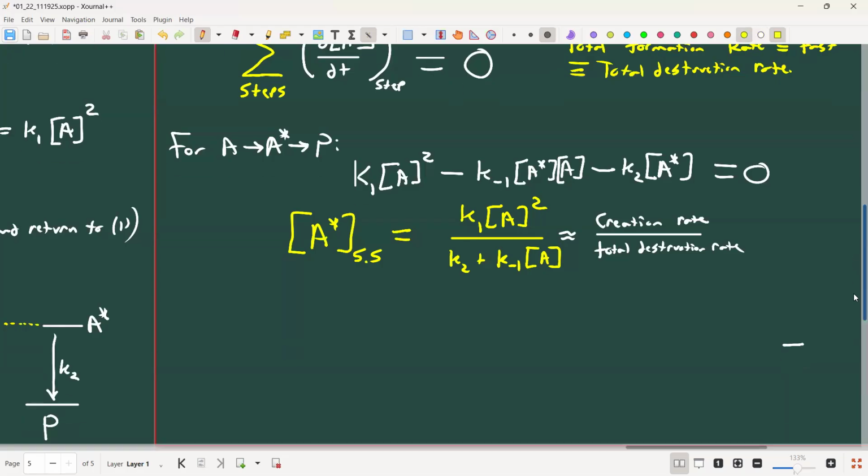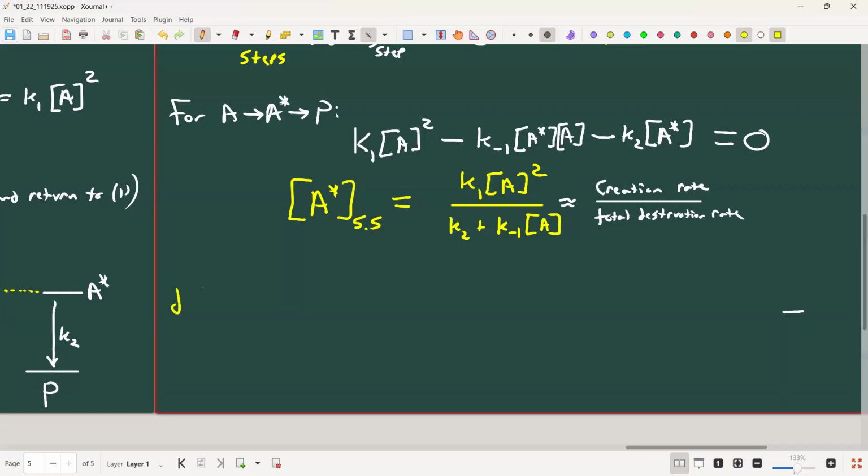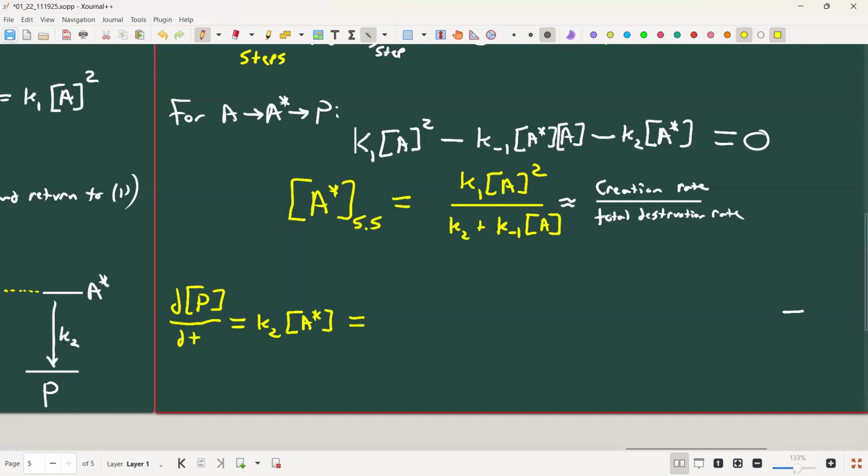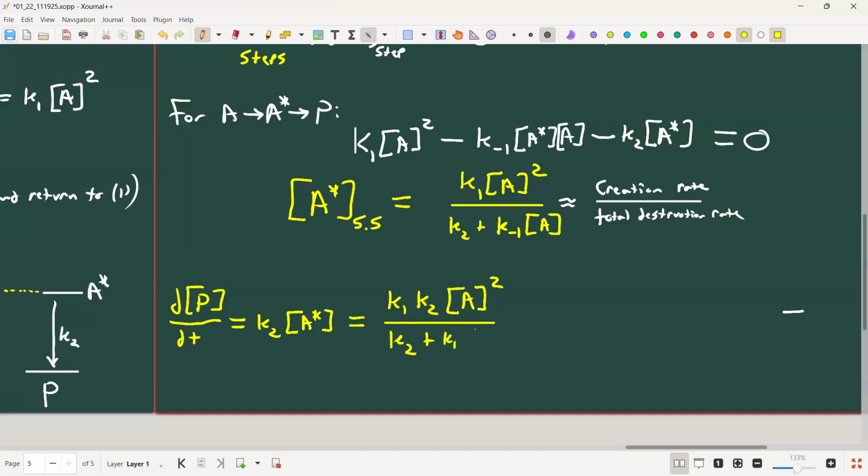So let's put this together now. And we can write again the formation rate of the products, that's what we really care about, is equal to K2 A star. And I can bring in my steady state concentration of A star. This is equal to K1 K2 A squared over K2 plus K minus 1 A.